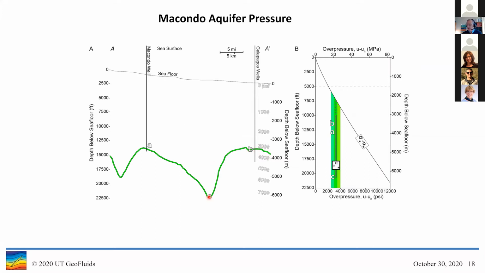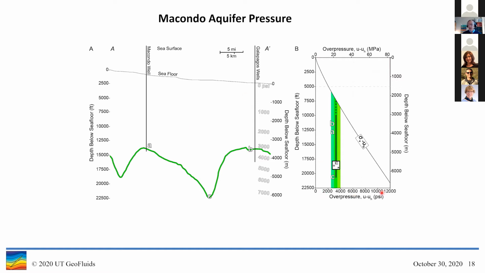Here's that deep synclinal location in between. And what's striking is that you can measure the pressure at Galapagos and you can measure the pressure at Macondo, the overpressure, and they are identical. And this indicates that this is a hydraulically connected system where a permeable sand can be mapped all of those 18 kilometers across that system.